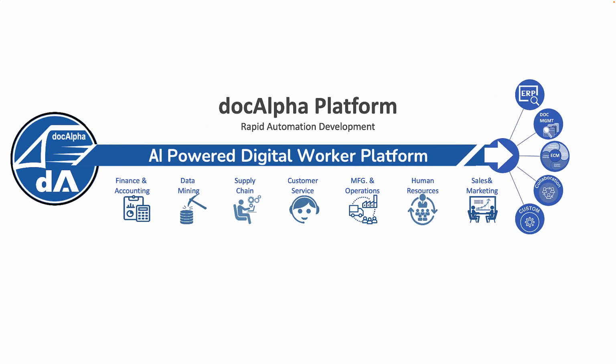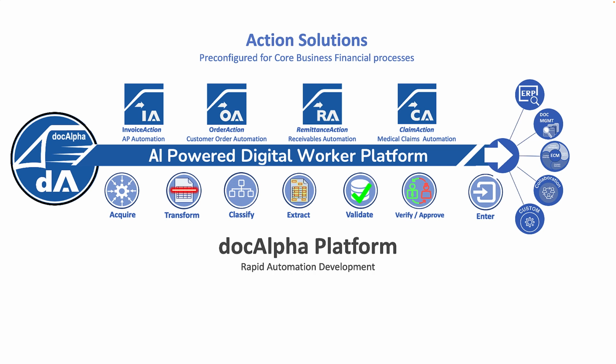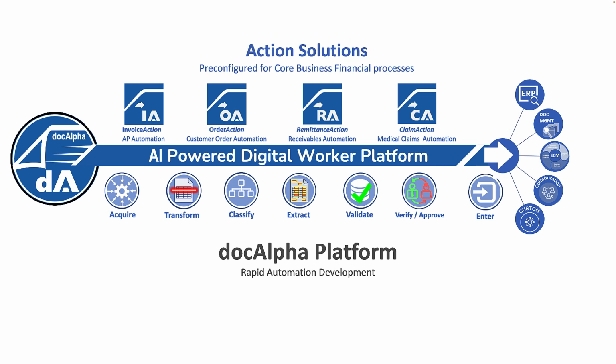Let's talk about process-specific applications from Artsyl based on the Doc Alpha platform. Artsyl offers pre-configured workflows with document and process intelligence for core financial business functions. We call them our action solutions. We go into great detail about these in other videos. These action solutions are pre-packaged with all the intelligence and components for a rapid deployment and ROI.